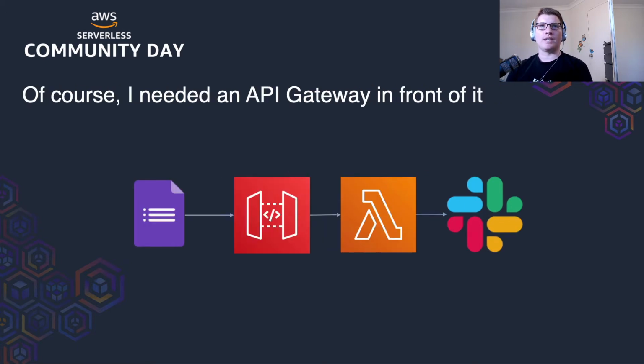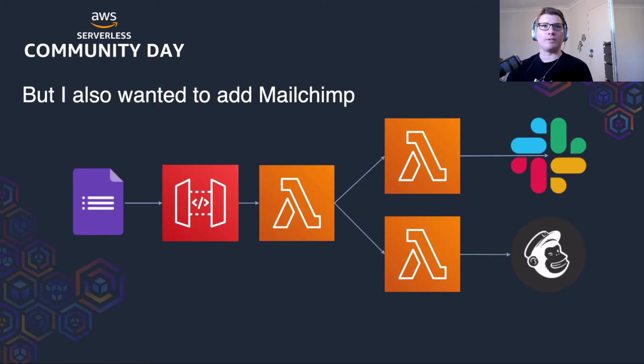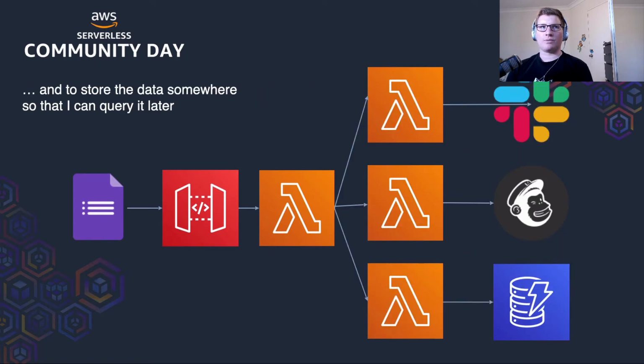So of course I needed an API gateway in front of it, but I also wanted to add MailChimp into the mix to send that welcome email. So I added a couple of extra Lambda functions. Now, a lot of people have this argument of how small to make your Lambda functions, whether those Lambda functions should be methods or a bit bigger than methods. But I felt it was nice and neat to do it this way.